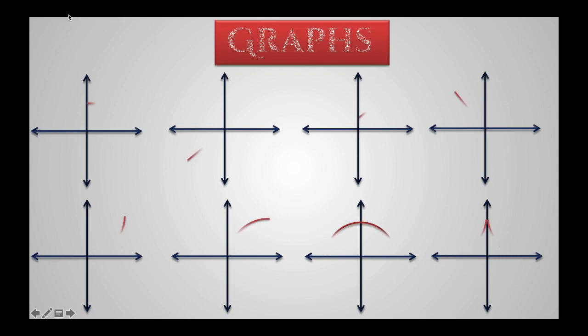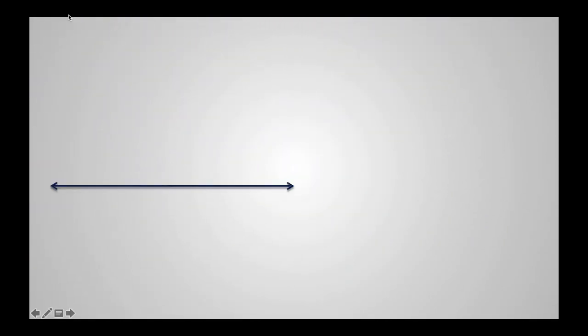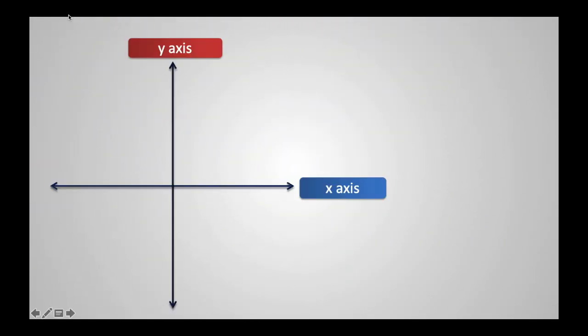Hello students, today we are going to see a new topic, that is graphs. Graph is a very important tool for physics. Let's see what are the important components of a graph. A graph basically contains two axes named x and y axis. X axis is called the independent axis and y axis is called the dependent axis.